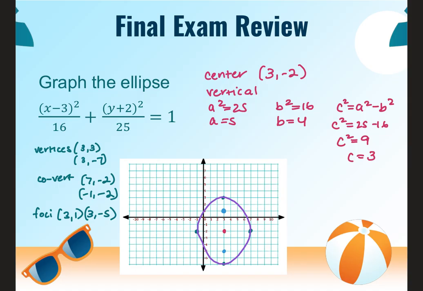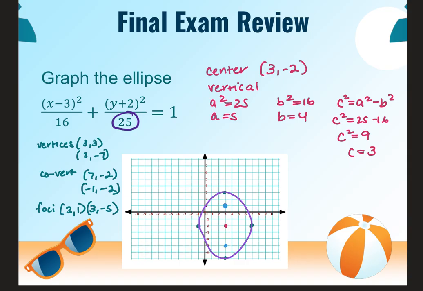The ellipse was next. So ellipse, the order is not important. What is important on an ellipse is the bigger base, because the bigger base was under the y. That makes this a vertical ellipse. My center is opposite of what follows x and opposite of what follows y, so it was 3, negative 2. And then I went up and down the a, which was 5. I went right and left the b, which was 4.